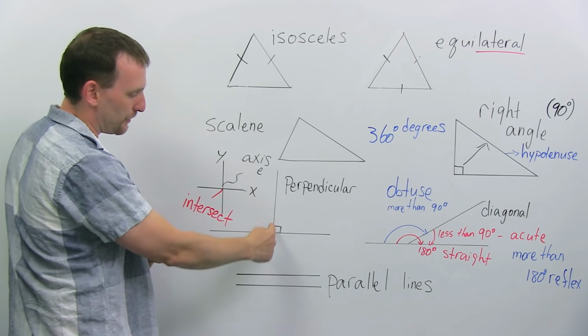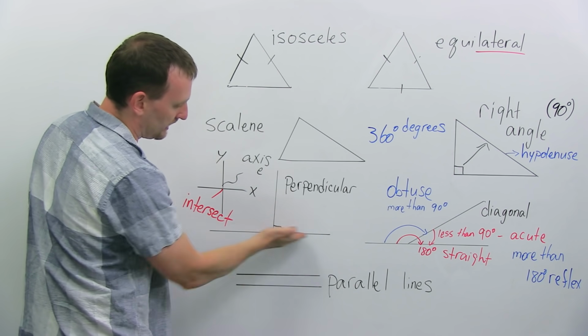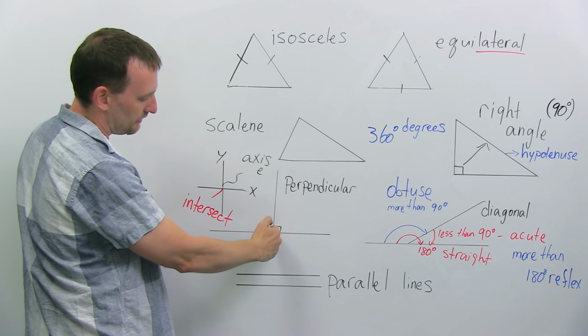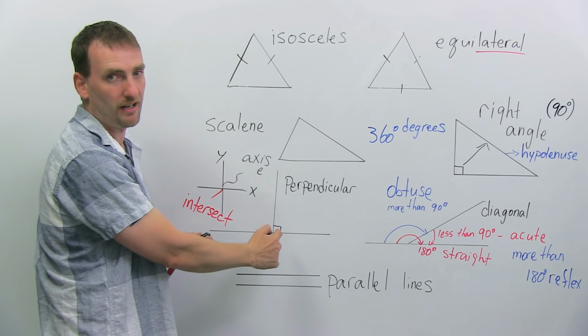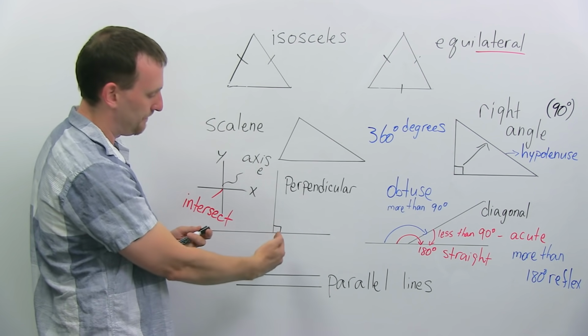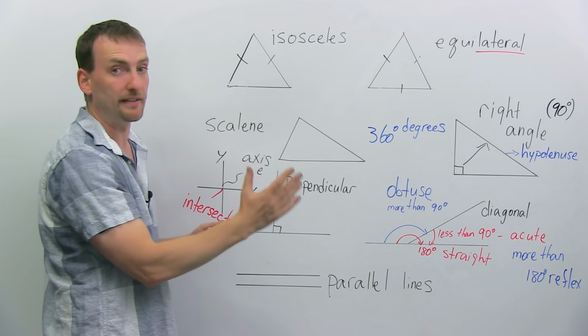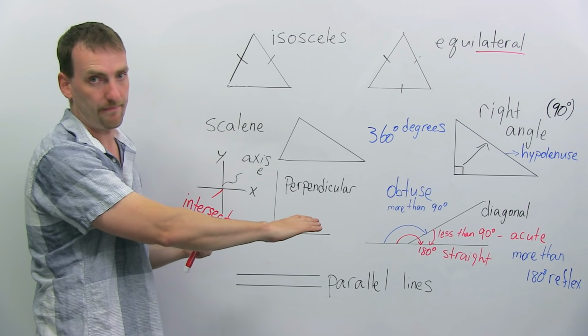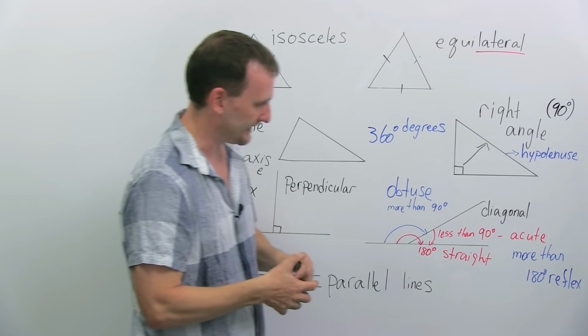So when you have a straight line and another straight line directly on top of it making a square right angle, we call this a perpendicular line. This line is standing perpendicular to this line. Okay? We're going to get back to that in a second.